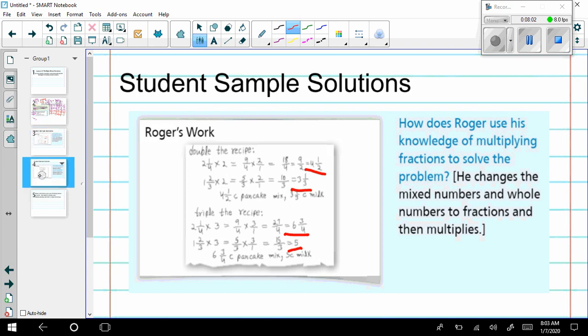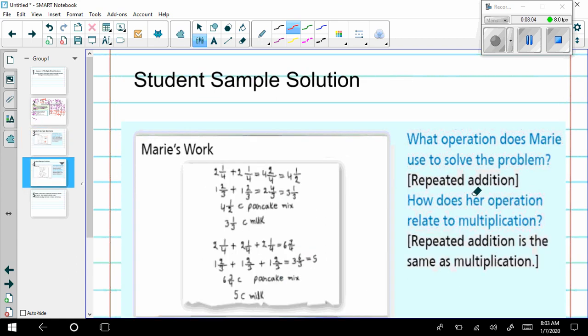Now we're going to look at Marie's. It says, what operation does Maria use to solve the problem? She used repeated addition, and that is another way. You could have added each number twice together, 2¼ plus 2¼, and then simplified, or you could have added it 3 times together. And maybe you chose to use repeated addition.